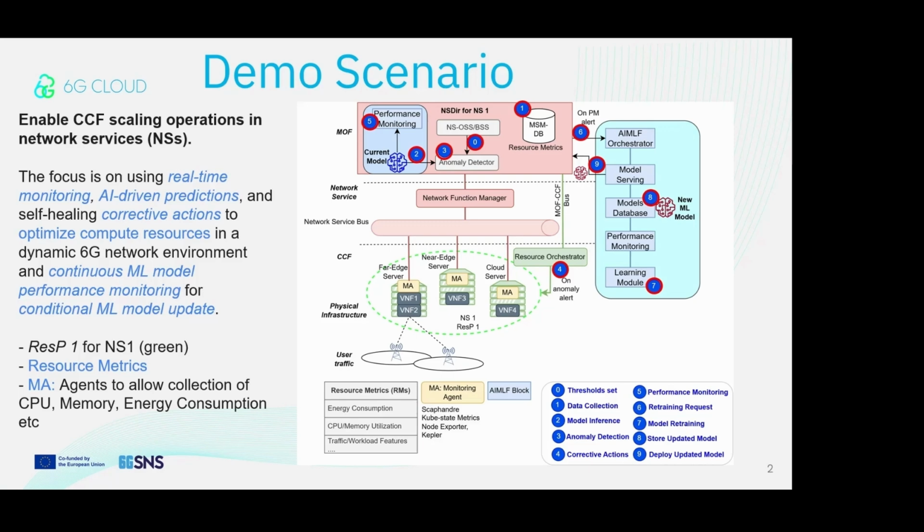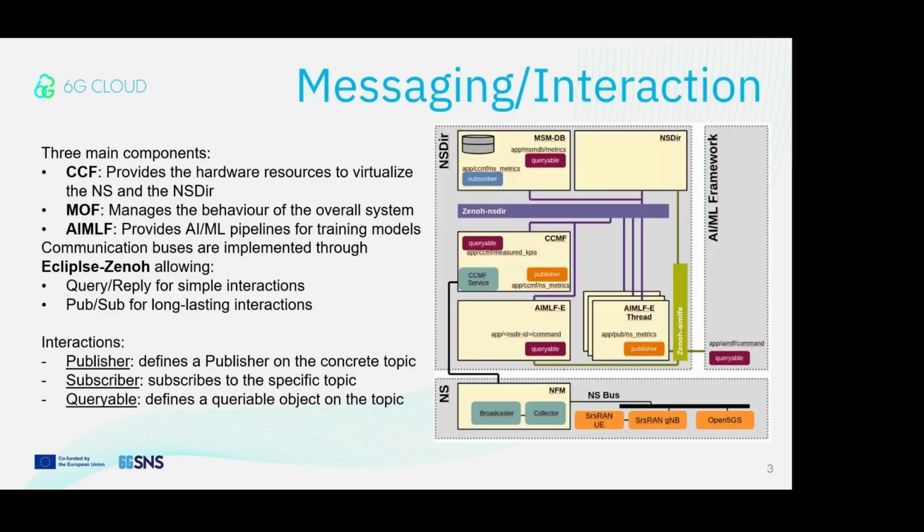In this slide, you can see the architectural implementation of the demo scenario, consisting of 3 main components. Namely, the CCF components that provide the hardware resources to virtualize the network service, and the NSDIR, the MOF component that manages the behavior of the overall system, and the AIML framework that provides AI or ML pipelines for training models. The communication buses between these frameworks are implemented through Eclipse Zenoh, allowing the query/reply for simple interactions, as well as the pub and sub operations for long-lasting interactions.